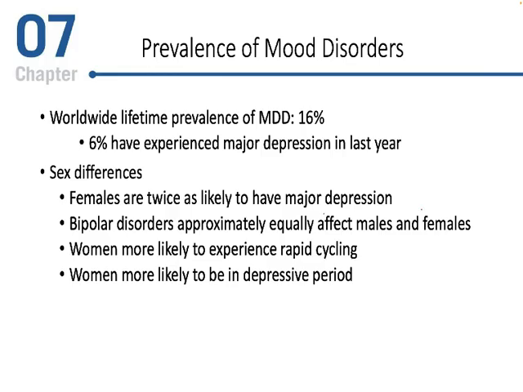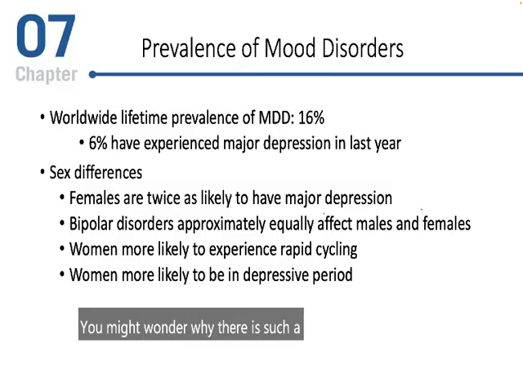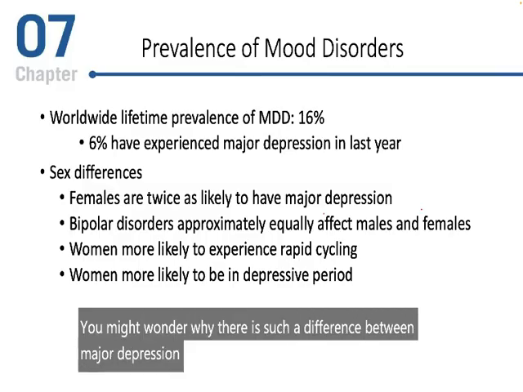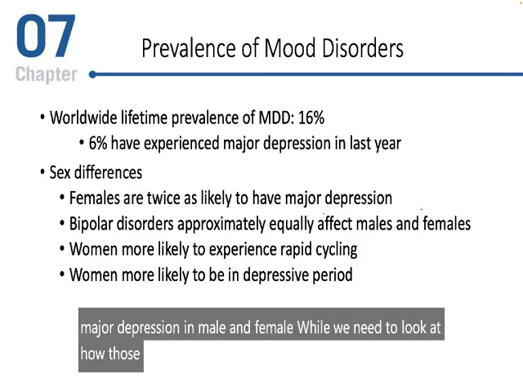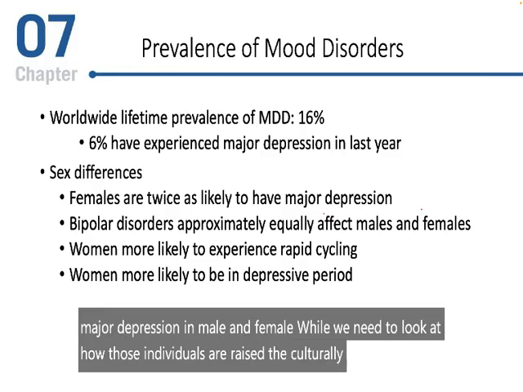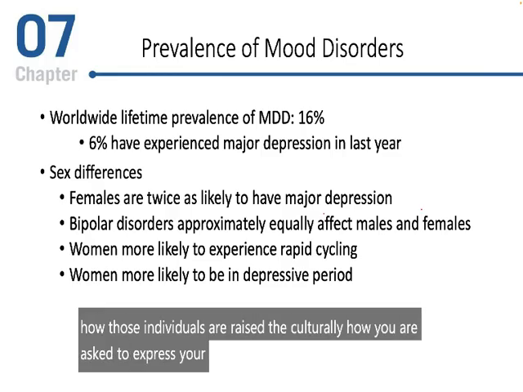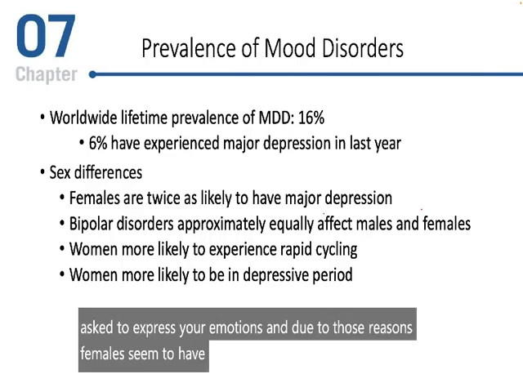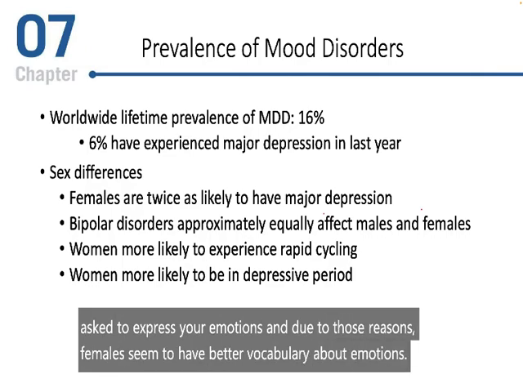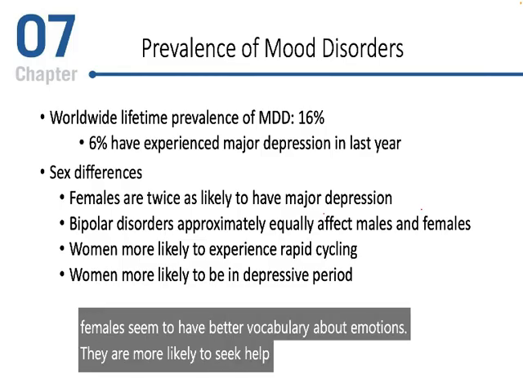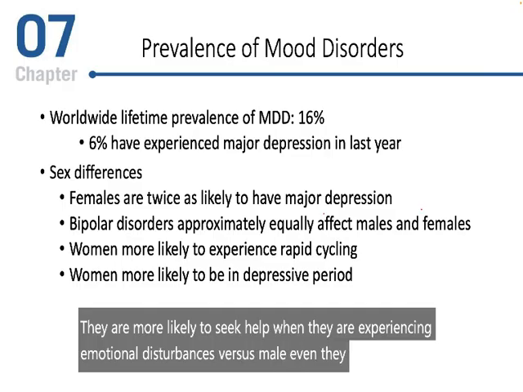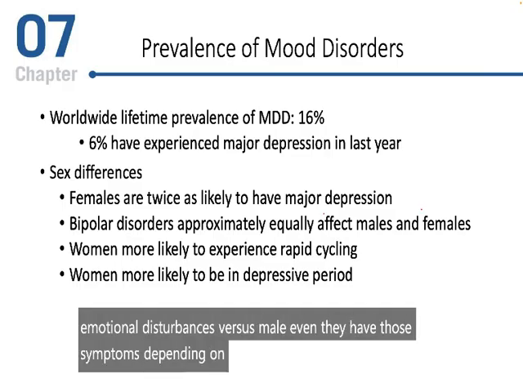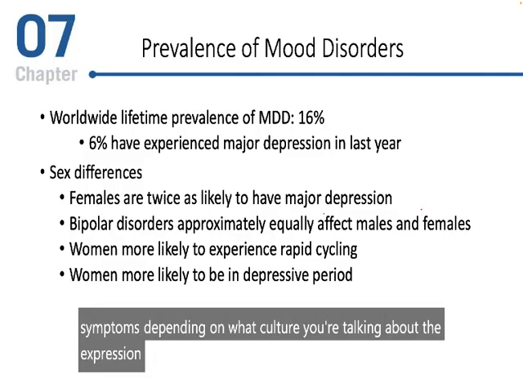You might wonder why there is such a difference between major depression in males and females. Well, we need to look at how those individuals are raised culturally, how you are asked to express your emotions. And due to those reasons, females seem to have a better vocabulary about emotions. They're more likely to seek help when they are experiencing emotional disturbances, versus males, even when they have those symptoms. Depending on what culture you're talking about, the expression of those symptoms might vary.